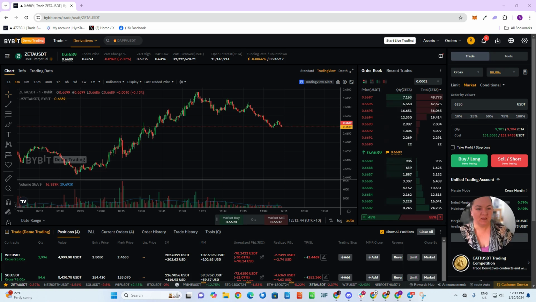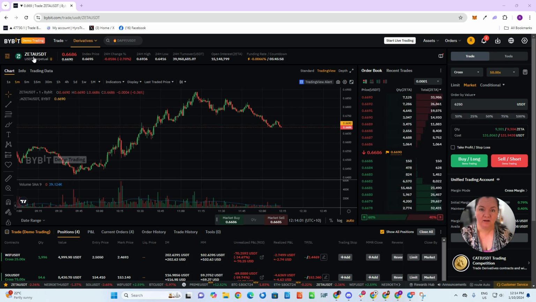So up here, I've got cross, and then I've got 50x because right now I'm trading Zeta. So Zeta is kind of in that middle position. It's been around for a little bit. It's got a little bit of price history. It has a pretty volatile ADR, but it will still work in this algorithm.